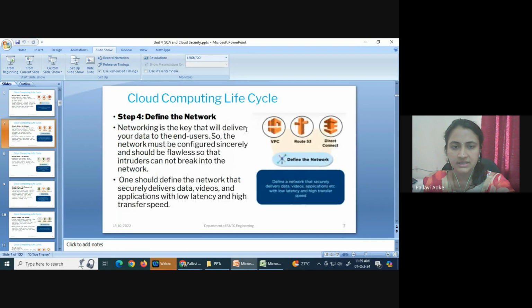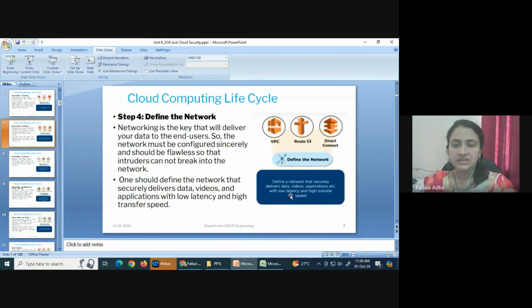That is step number 3, define the network. Now storage is done. Now which type of network do you want to build? The VPC network we have seen on that day. There might be Route S3 or Direct Connect as well. So define the network that securely delivers the data, videos, applications, etc. with low latency and high transfer speed.